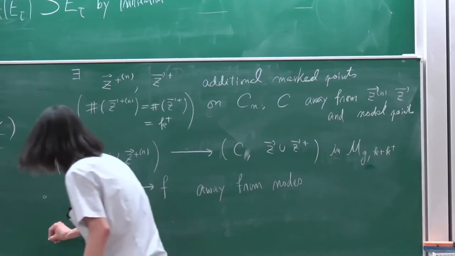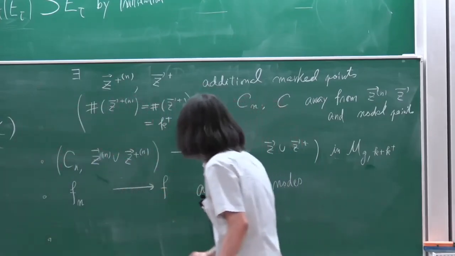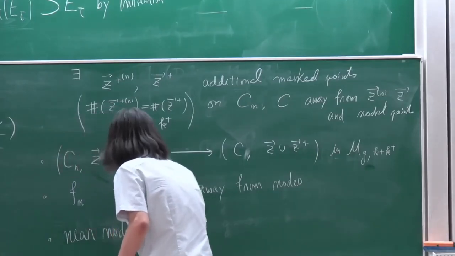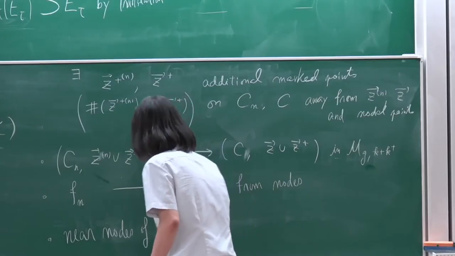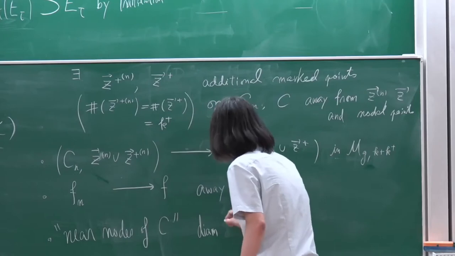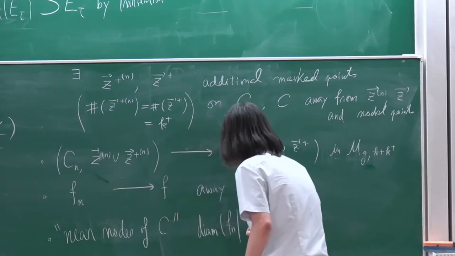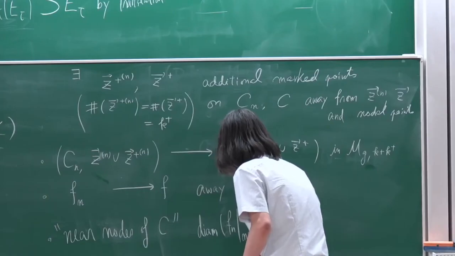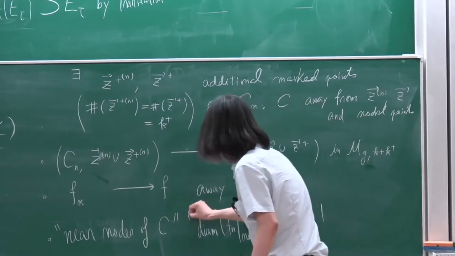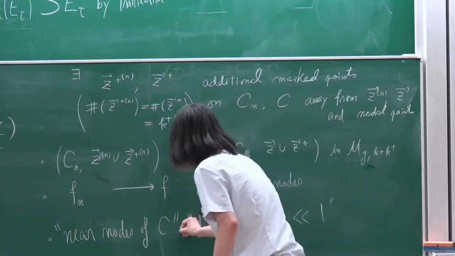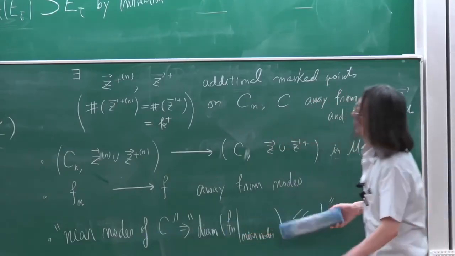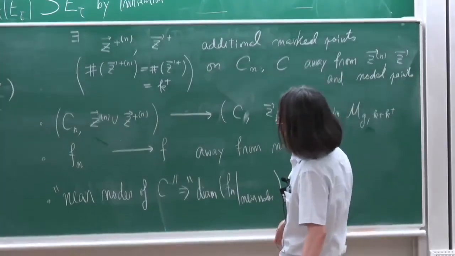And near nodes, actually the diameter is very small. Near nodes of this C, the diameter of this Fn near nodes is very small. So this statement is not really a rigorous statement, so I can tell you what it means.